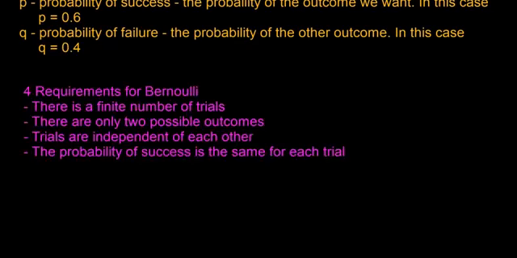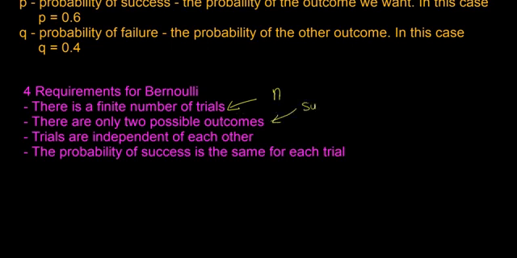So here I've written out the 4 requirements for Bernoulli. Unless all of these requirements are met, you aren't able to use the Bernoulli formula to answer a question. So all of these have to be true before you answer a question on it. There has to be a finite number of trials, and what this means is there has to be a certain number. It can't go on forever. Normally that'll be pretty clear from the question. There can only be 2 possible outcomes.